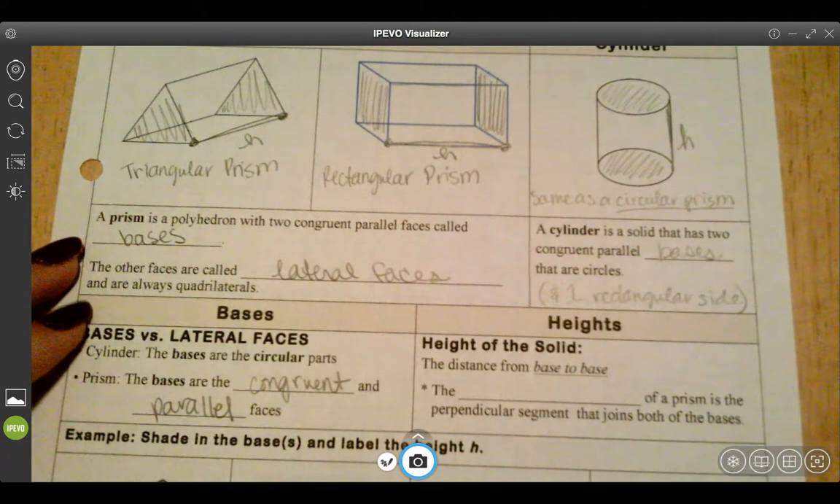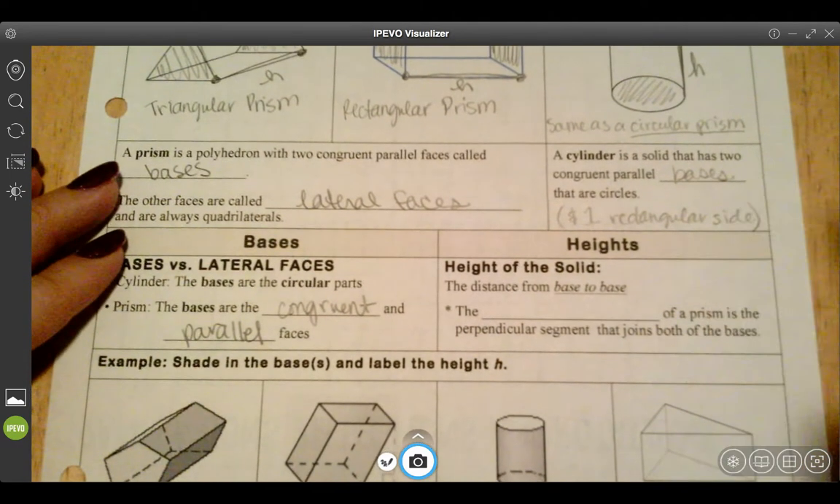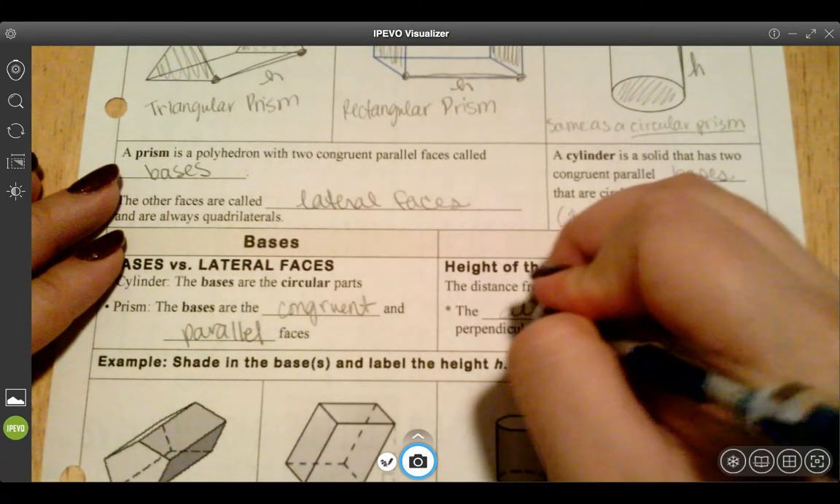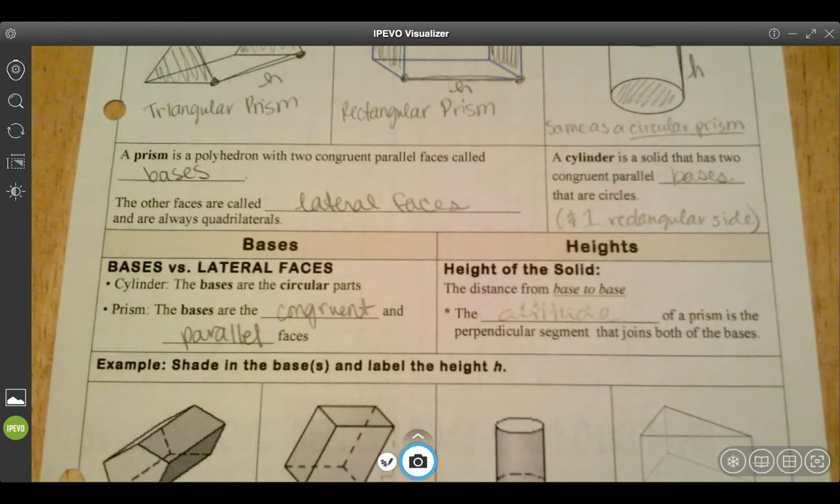And just like for our two-dimensional figure, the object that we're using to measure the height is called the altitude. So the altitude of the prism is the perpendicular segment that joins both bases.